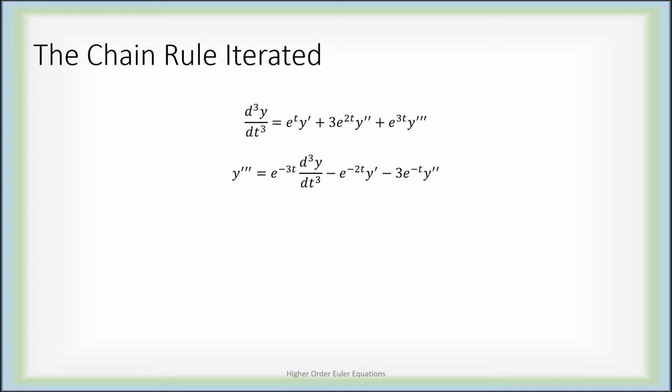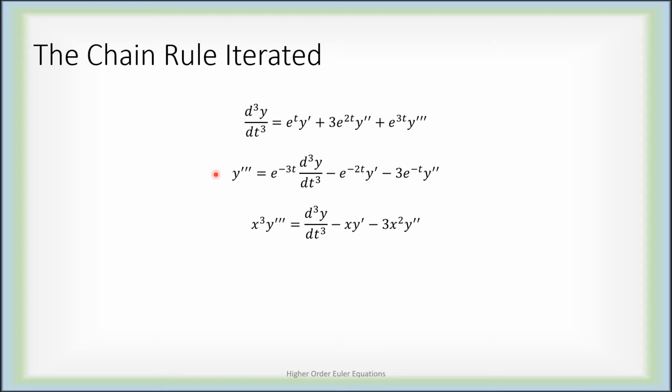Solving for y triple prime by multiplying everything by e to the minus 3t and isolating the y triple prime, you'll end up with e to the minus 3t times this derivative, there it is. e to the minus 3t times this term would leave behind an e to the minus 2t, then move it to the other side, so it has a minus sign. Similarly, e to the minus 3t times this term moved over to the other side gives me a minus 3 e to the minus t y double prime.